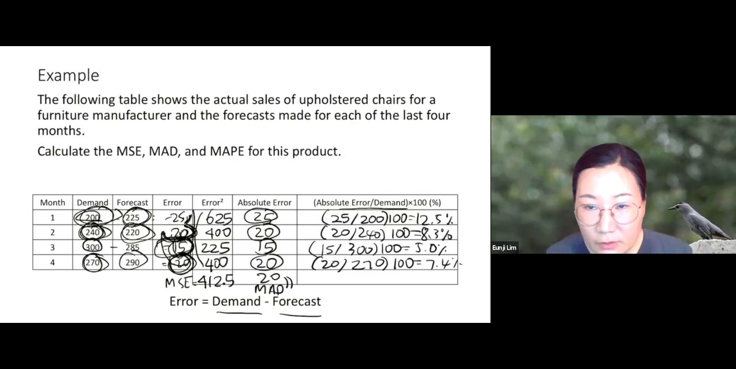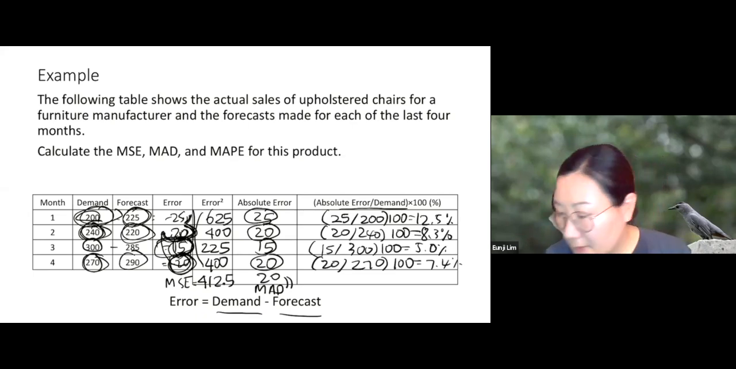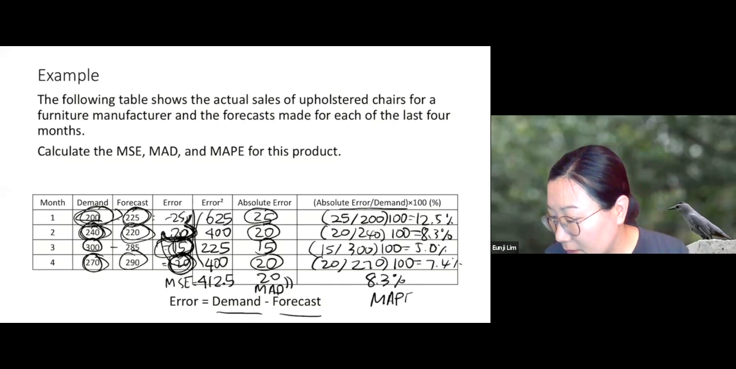Now we can compute the average of these percentages. That's 8.3%. That's the mean absolute percentage error.